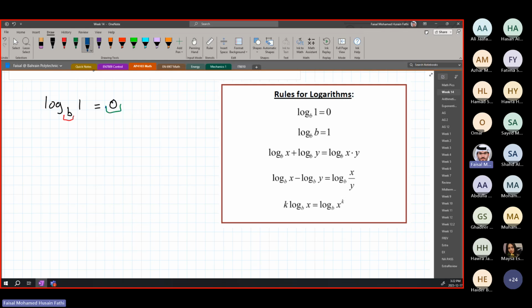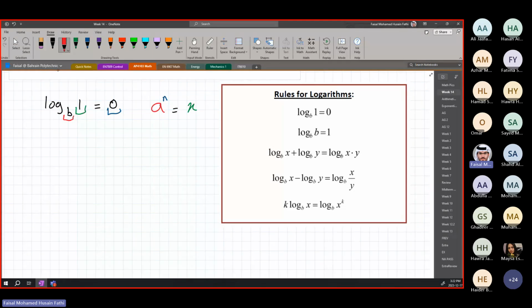Sorry, this is the exponent. And this is the solution. Right? All right. So if we write it in this form, b to the power n is equal to x. If we want to write this in this form, what will it be?